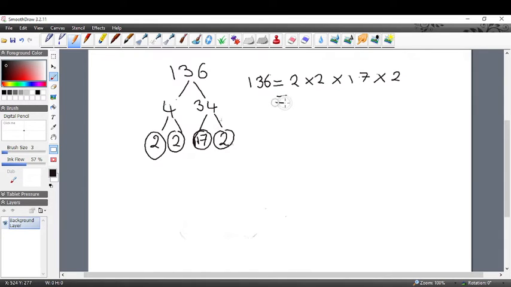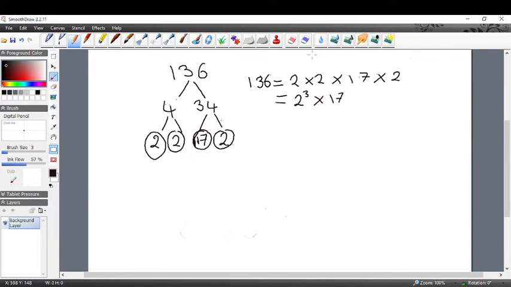If you wanted to simplify it even further, you can count how many 2's there are. So you've got 1, 2, and 3. So you can do 2 to the power of 3 multiplied by 17. But you don't have to do this step. You can just keep it as 2 times 2 times 17 times 2.